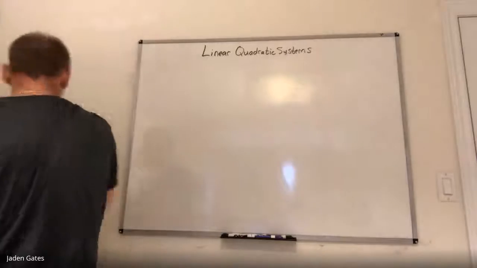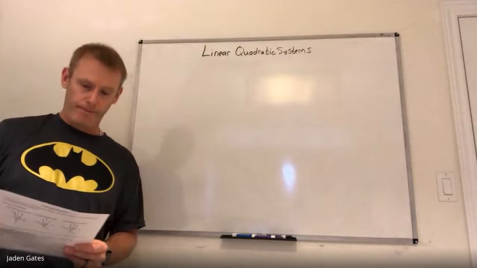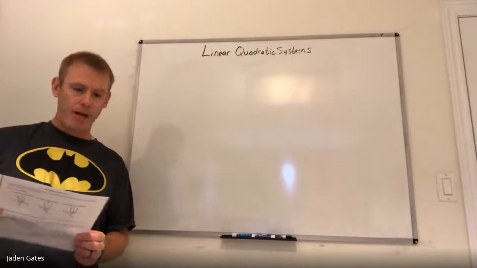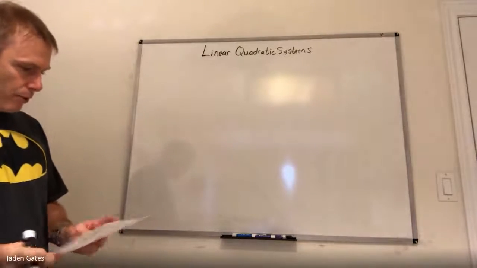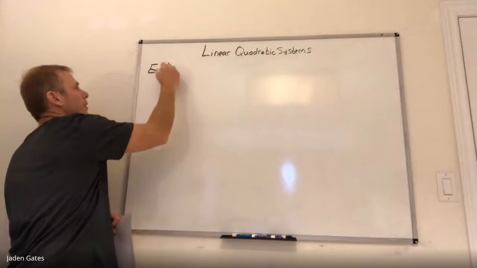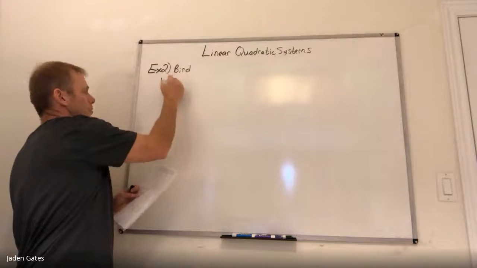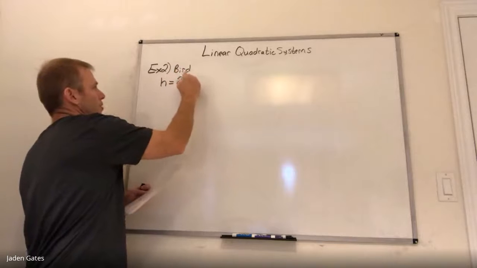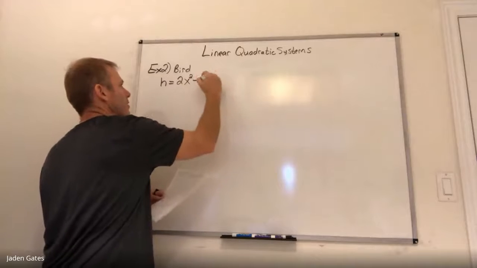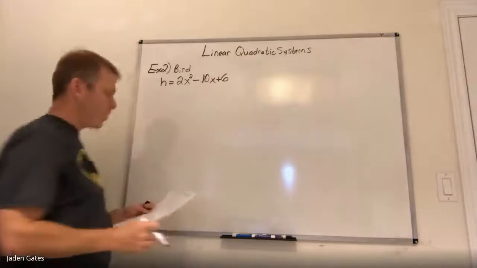So example number 2, a bird swoops down towards the ground to search for something to eat. The height of the bird is given by the equation h equals, so here we go, example 2. So this is our bird. Here's its flight, which is a parabola. We have h equals 2x squared minus 10x plus 6. So there's our bird.